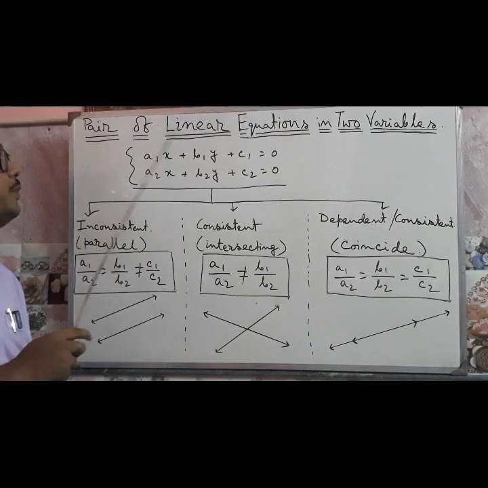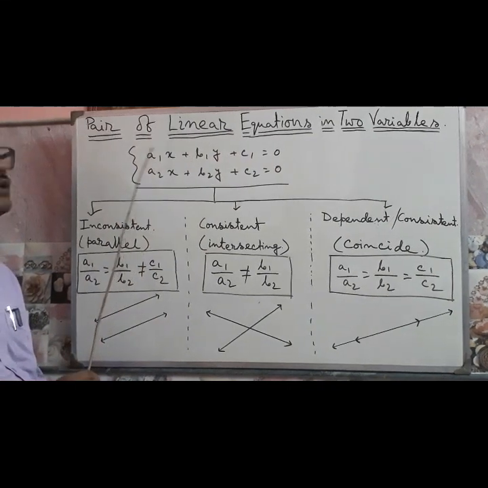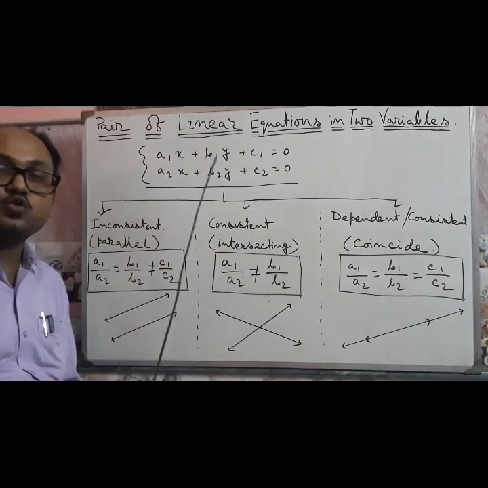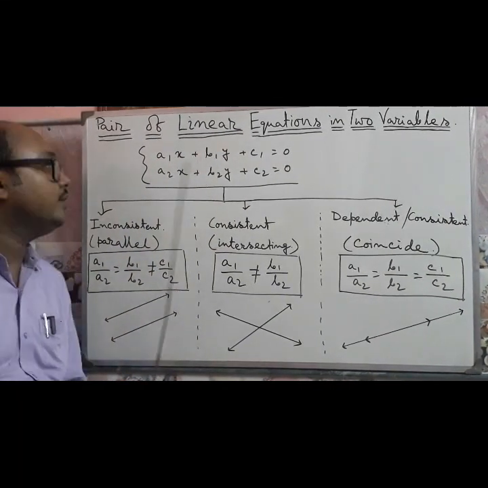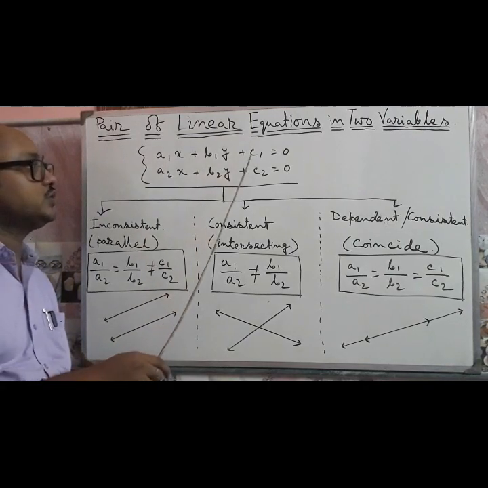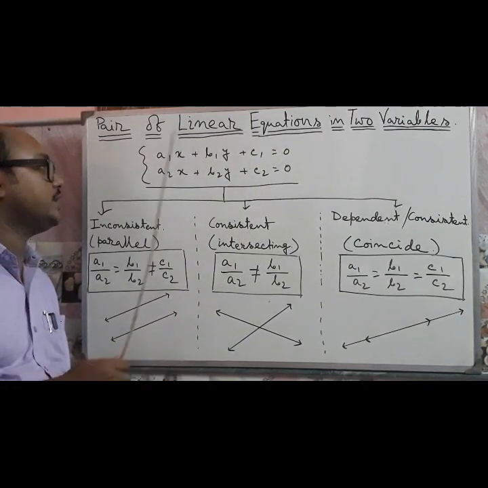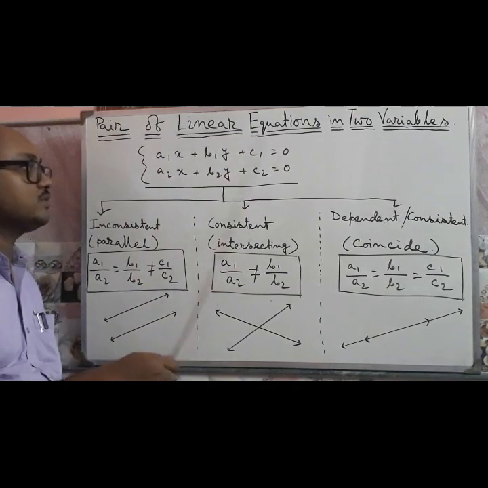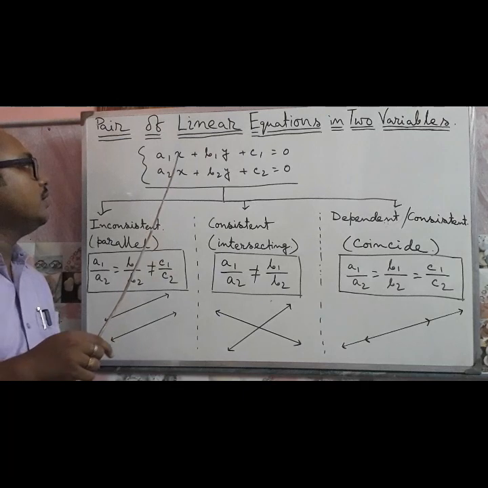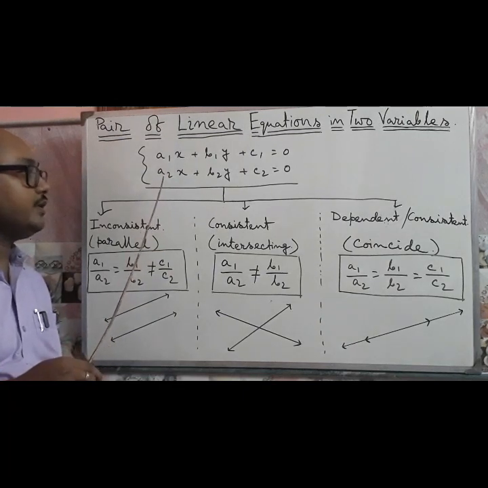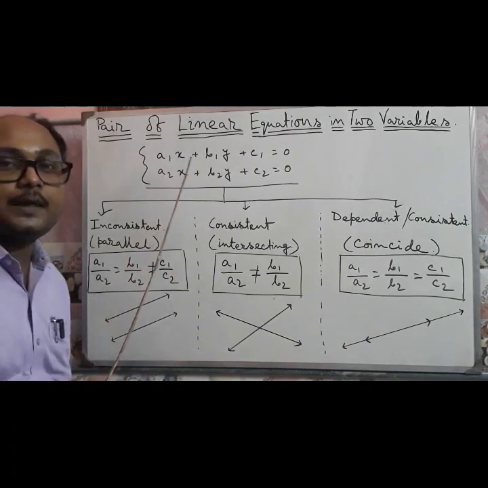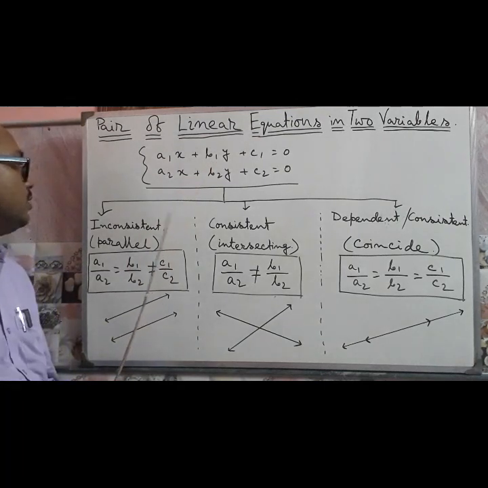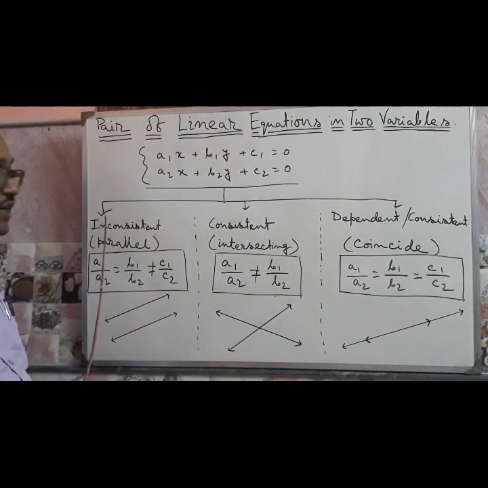Now the pair of linear equations in two variables. Pair of linear equations means two equations will be given: a1x + b1y + c1 = 0 is one equation, and the other equation is a2x + b2y + c2 = 0. Now, if two equations are given, what will be the type of their solution? Three cases may arise.